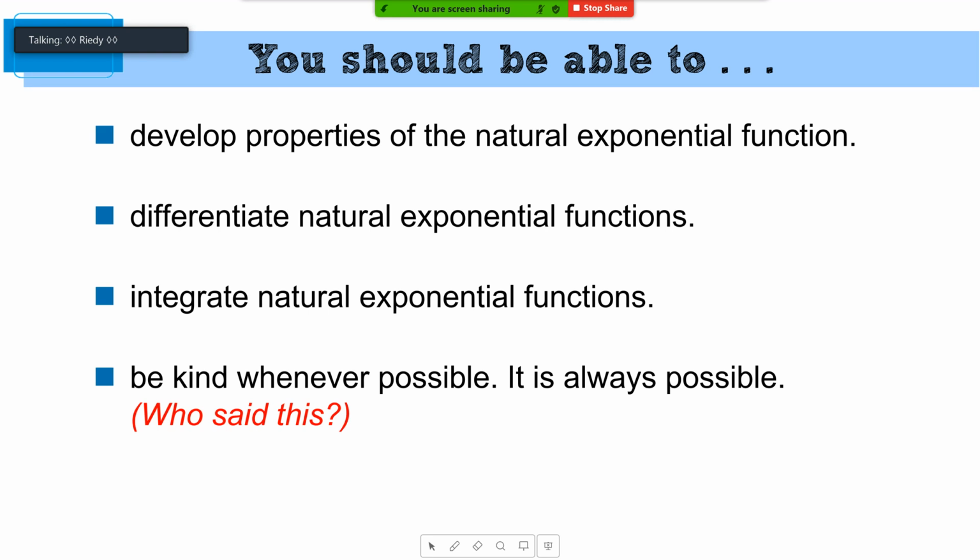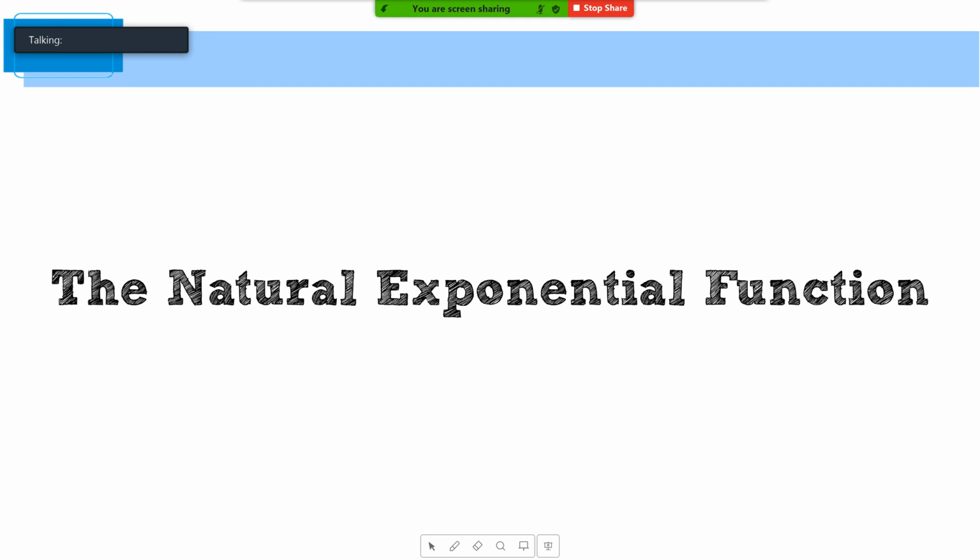Anybody know who said that? Let me rephrase my question. Who said that quote originally? The Dalai Lama. Very nice, the Dalai Lama. Okay.